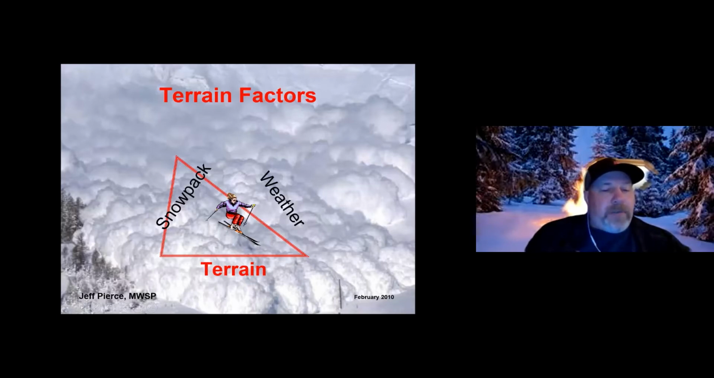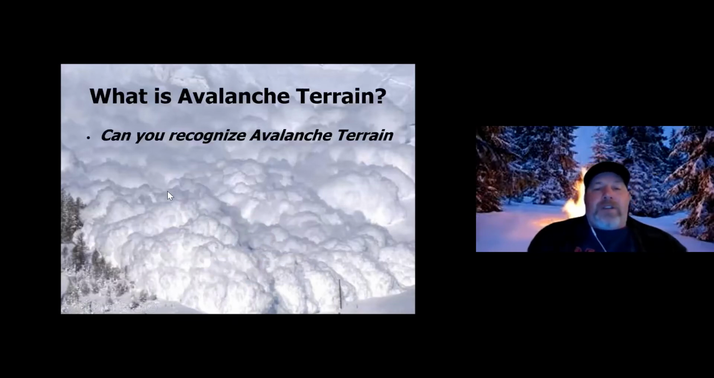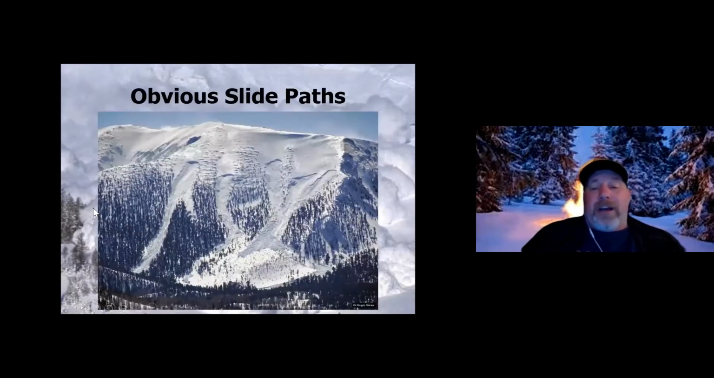There we go. So the question is, can you guys recognize avi terrain? Typically, the answer is kind of yes, and the reason being is because it's usually pretty obvious. We have these old growth paths that rip down these slopes, and time after time after time, we have avalanches that take place, usually on a yearly basis, and they create these pretty recognizable slide paths.